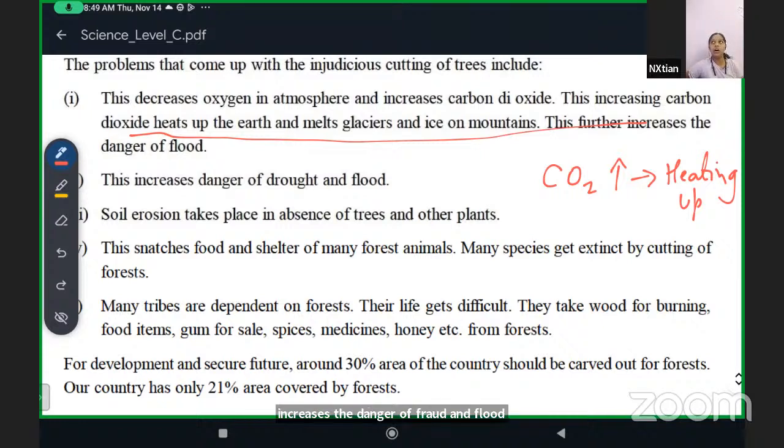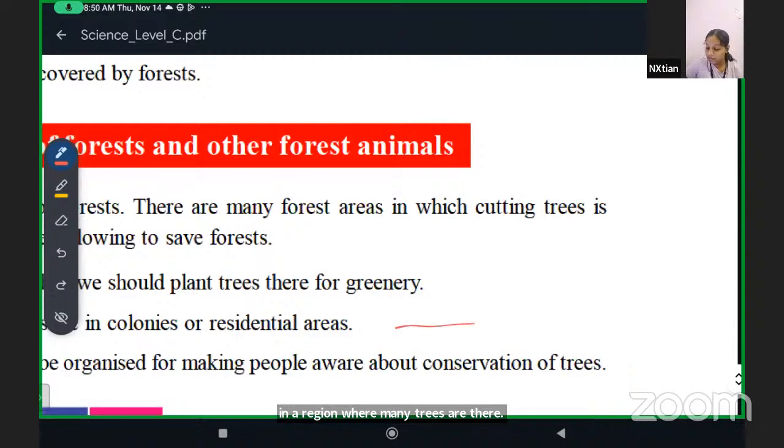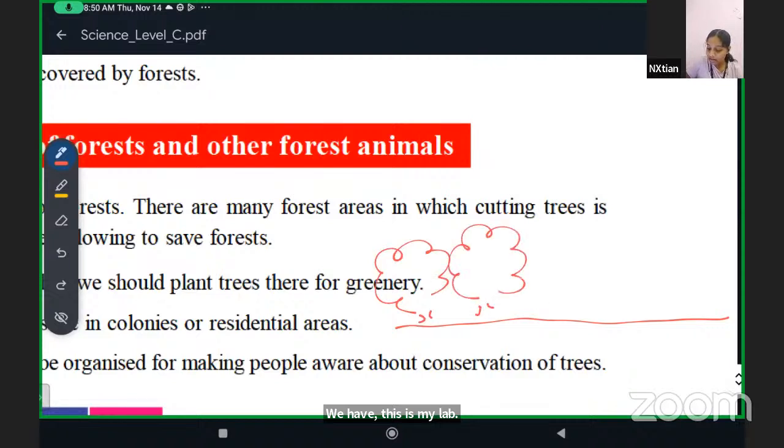What happens when you cut all the trees in a forest? That land will become dry. Okay, the soil will lose its fertility. Okay, and the heating up of the land will increase. Okay, why? We just studied this when we were talking about the forest. That forests in a region where many trees are there. I'll show you the map. We have this is my land. Okay, and many trees are there.